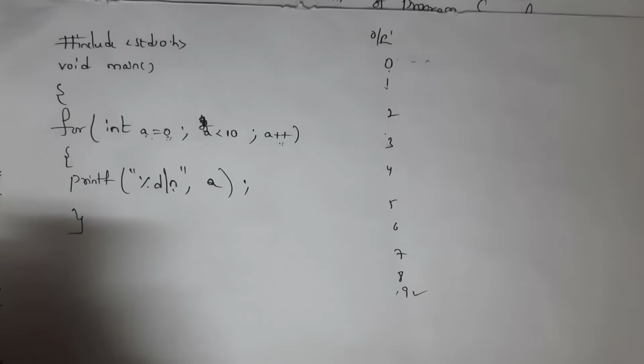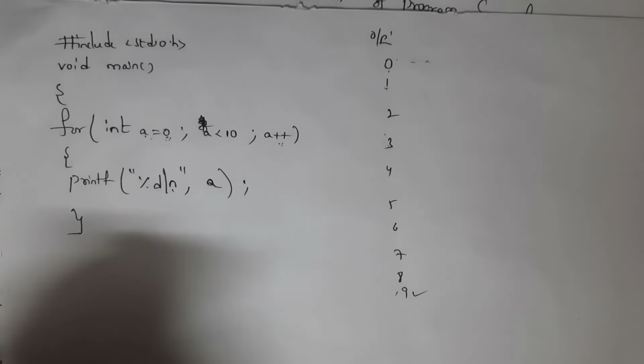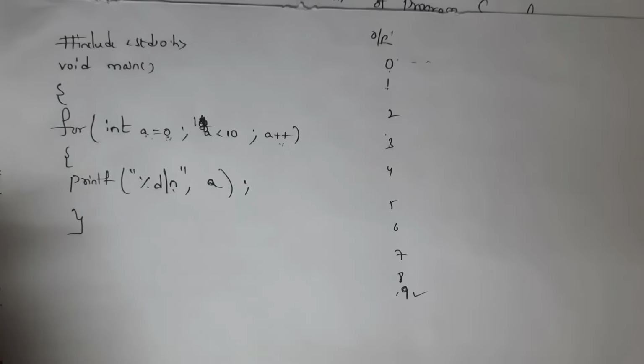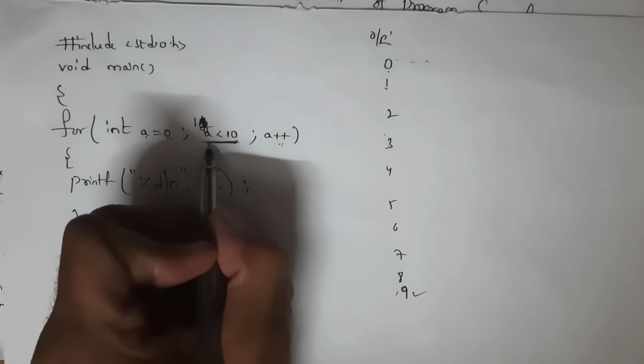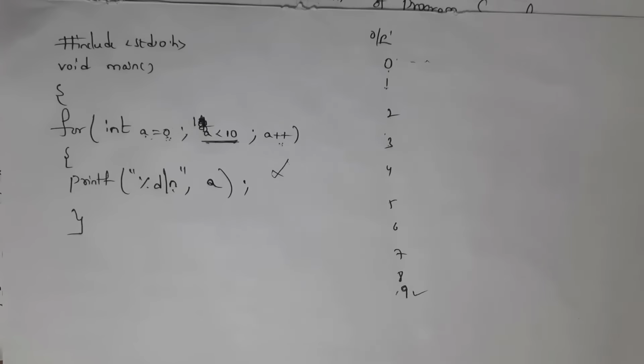8 is less than 10. So it will print 8 and again it will increment the value, that is 9. 9 is less than 10. So it will print 9 and at last it will increment the value to 10. 10 is not less than 10. 10 is equal to 10. So this condition is not satisfied. So it will break the loop. This is a C program to print numbers from 0 to 9.